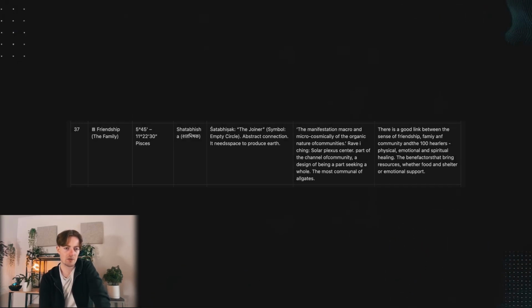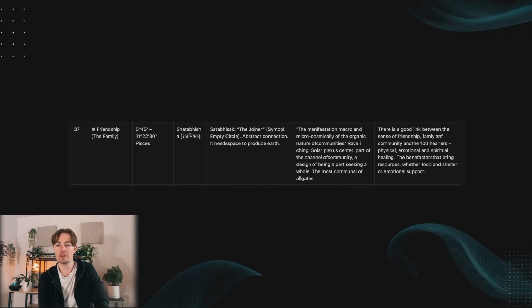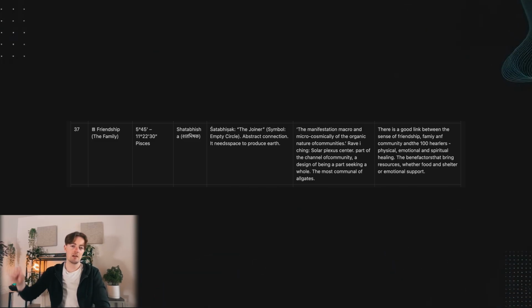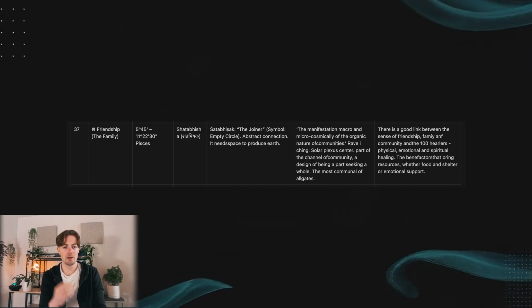Gate 37, friendship or the family, goes from 5 degrees to 11 degrees of Pisces in the Shatabhishak nakshatra. We're still in Shatabhishak nakshatra here. So gate 37, the gate of friendship or the family, the notes that I have here are the manifestation, macro and microcosmically, of the organic nature of communities. From the I Ching, I have the solar plexus center, part of the channel of community, a design of being part of a greater whole, or a part seeking a whole, the most communal of all gates. So the gate of friendship, it's clearly friends, family, tribe, being friendly.